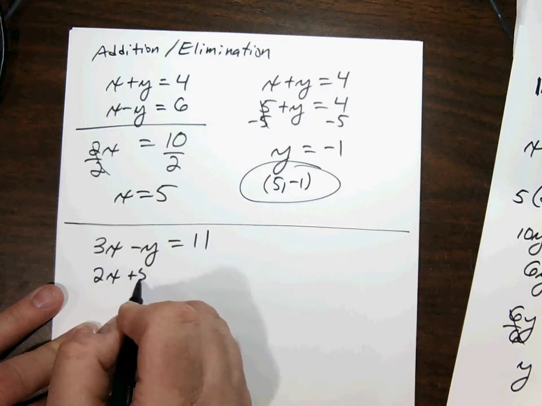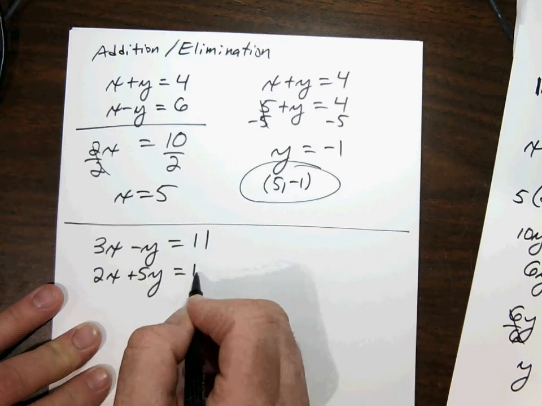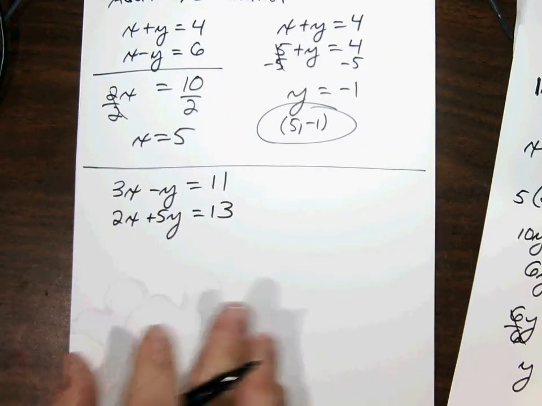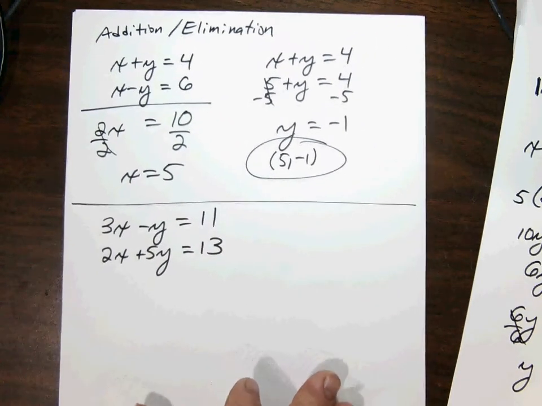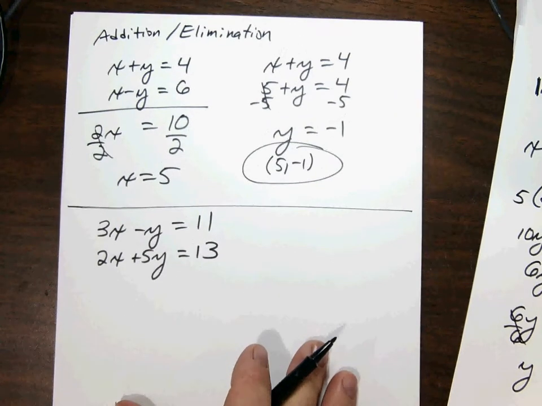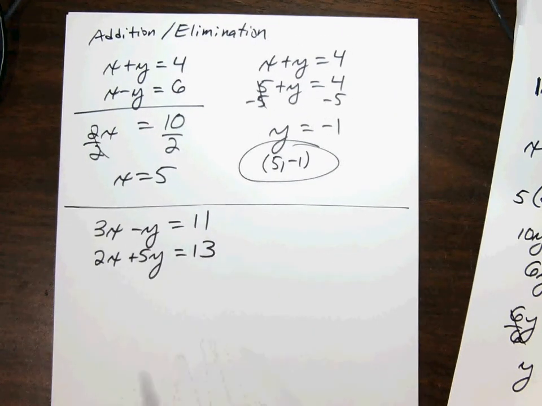2x plus 5y equals 13. If I try to add these together, nothing disappears. And we have to. That's why it's called the elimination method. I want to eliminate either x or y. It doesn't matter which one. But one of them has to disappear when I add the equations together. And you'll see that's not going to happen in this case. Okay? So now I've got to perform some operations on these equations to make it work.